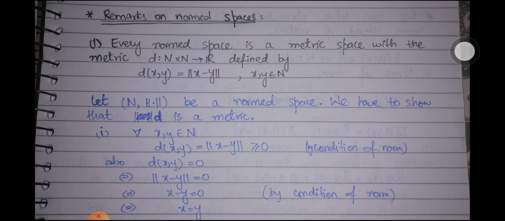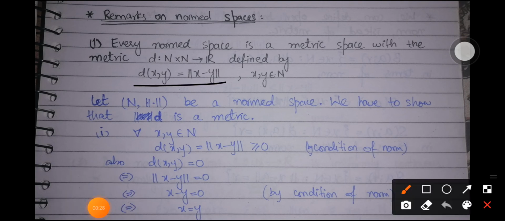In the previous video we discussed normed spaces, and now we are going to learn about some important remarks on normed spaces. So the first one is that every normed space is a metric space with a metric d from N cross N to R defined by d of x,y is equal to norm of x minus y for all x, y belonging to N. So what we want to say is that every normed space is a metric space, and we have defined the metric in terms of norm as d of x,y is equal to norm of x minus y.